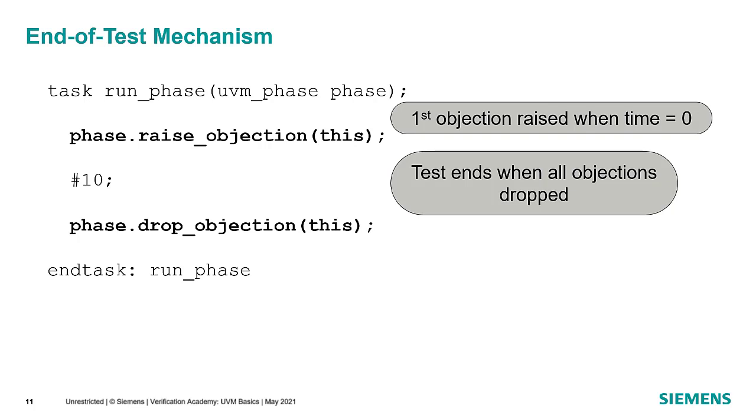As you'll see in the advanced UVM course, it is possible to raise other objections after this initial objection is raised. So even if this one gets dropped, all the other objections that get raised also have to be dropped for the phase to end.